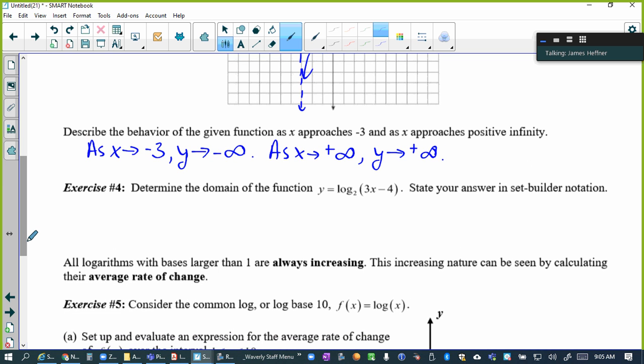All right, a couple more down here. We'll put a bow on this. So let's think about the domain of this function here. The domain, right? So we have to think about the asymptote line. Like, what can you not take the logarithm of, right? So it's log base 2 of 3x minus 4. So that means that what's in that parentheses can never equal what? What can you not take the log of?